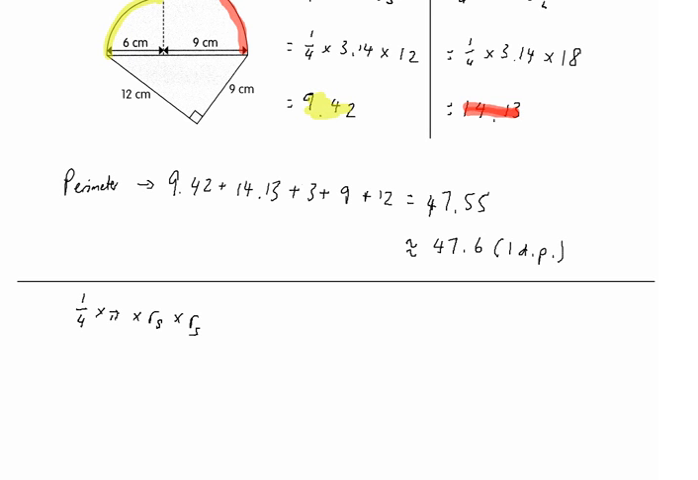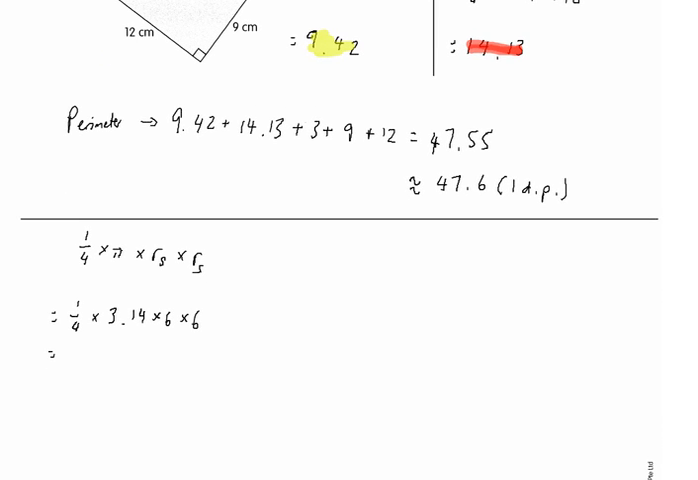Now in this case, we know 1/4, but what is our pi in this case? 3.14, right? What's the radius of the small quadrant, Wen-Ti? Okay, so 6 cm, you multiply by 6, multiply by 6. So if that's the case, what is the area of the small quadrant? 28.26. Okay, now we have found the small quadrant.